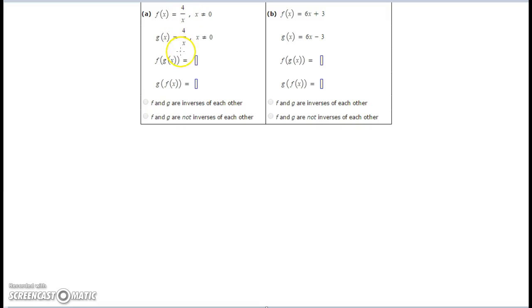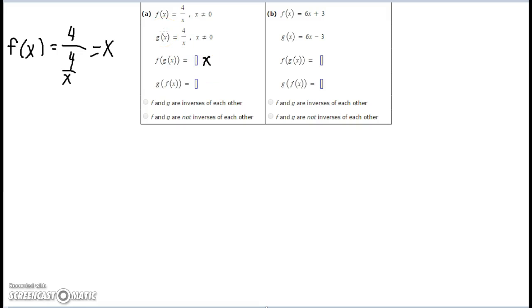So I'm going to take this 4 over x, and I'm going to plug it in for the x in the f equation, which will look like this. I'll have f of x equals 4 over, and instead of writing x, I'm going to take 4 over x, which was the g, and plug it in. And 4 over x turns into just x. So that would be my first answer.